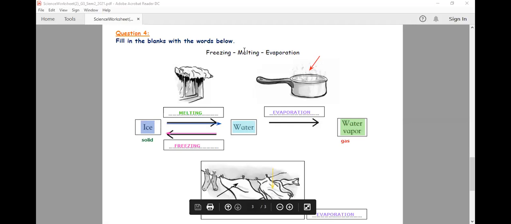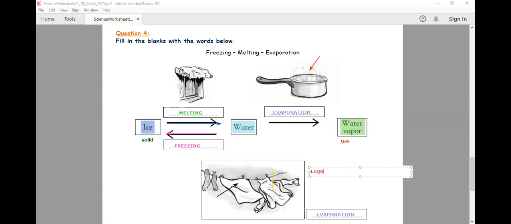So here, the water, because of the sun, liquid water turns into water vapor, which is gas. Okay? Yes, the sun. Bravo. This was the worksheet.